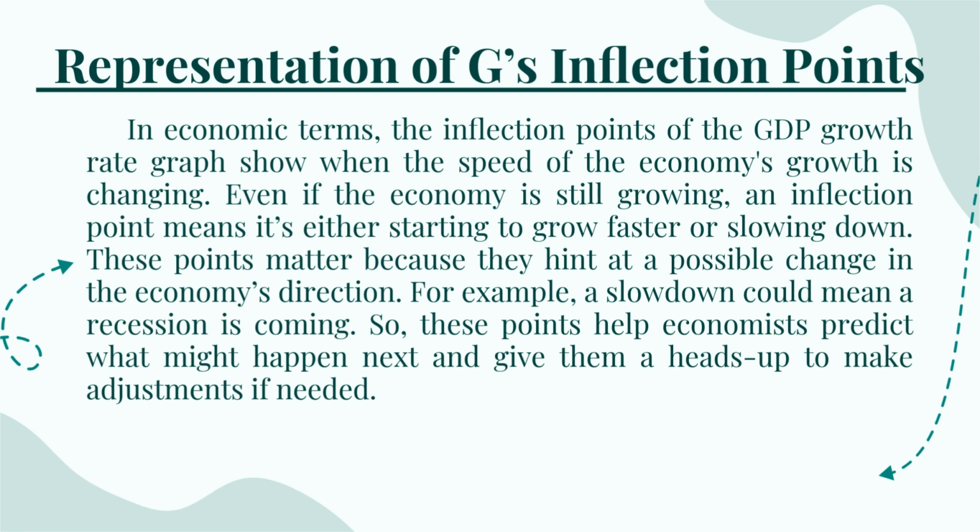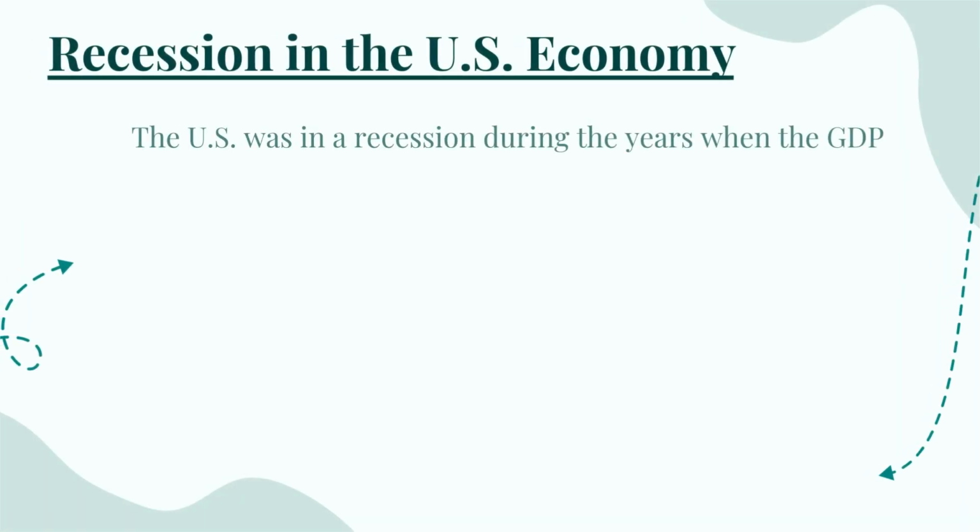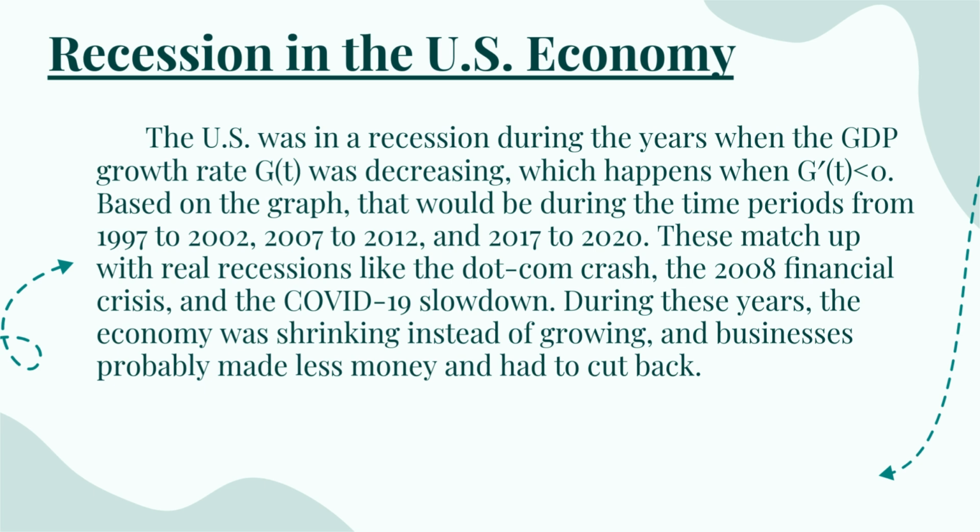Inflection points in GDP growth are important because they show when the economy starts accelerating or decelerating. These points help economists predict future trends, whether the economy might be heading into a recession or a recovery. The U.S. experienced recessions during the periods when GDP growth was decreasing, 1997 to 2002, 2007 to 2012, and 2017 to 2020. These match real events like the dot-com crash, the 2008 financial crisis, and the COVID-19 slowdown.